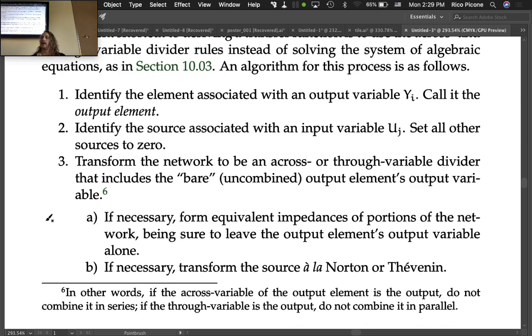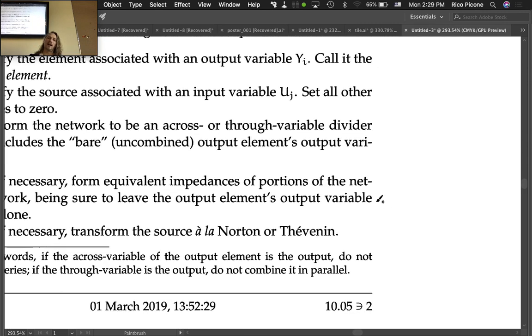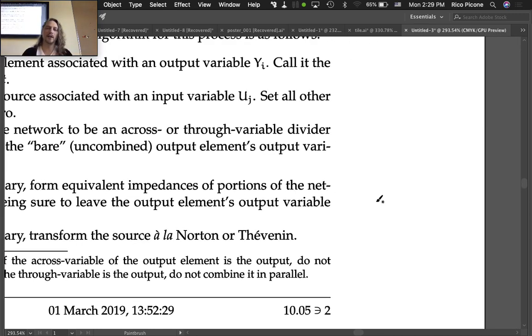3A, if necessary, form equivalent impedances of portions of the network, being sure to leave the output element's output variable alone. That's what I was just describing, leaving that output variable alone, if at all possible. 3B, if necessary, transform the source a la Norton or Thevenin. So let's recall that a source can be transformed.